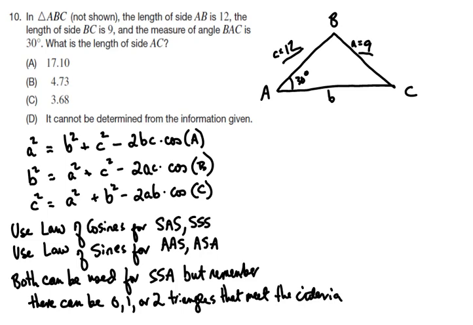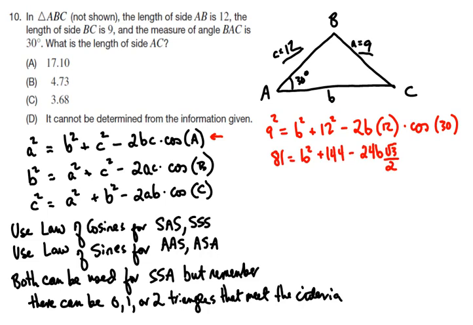What we're really trying to find here is side B, but I don't have side B, so I'm going to have to use the first formula because it takes into account the angle capital A. Filling in the values, I would get 9 squared equals b squared plus 12 squared minus 2 times b times 12 times the cosine of 30 degrees. And I get 81 is equal to b squared plus 144 minus 24b times square root of 3 over 2. When we simplify, we get b squared minus 12 square root of 3 times b plus 54.